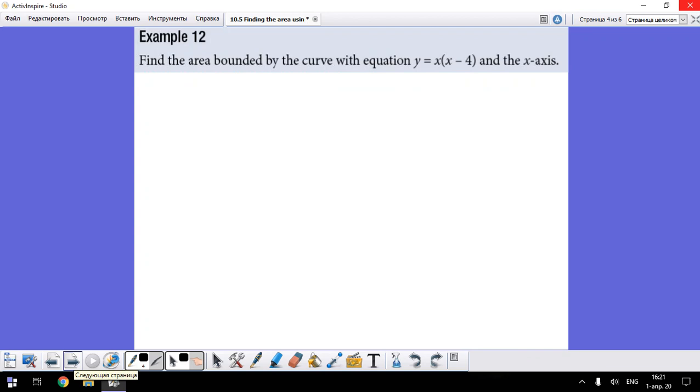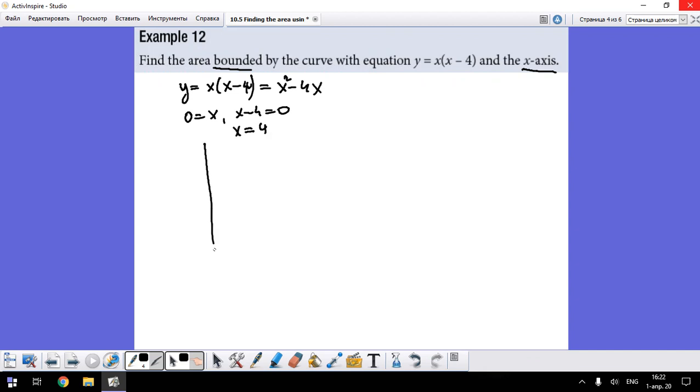Again, find the area bounded by the curve with the equation y equals x multiplied by x minus 4 and the x-axis. So if it's the x-axis, we should write y equals x multiplied by x minus 4. Let's open the parenthesis by the distributive property: x squared minus 4x. We know that x equals 0, and x minus 4 equals 0, in order to find the x-intercepts, so x is 4.